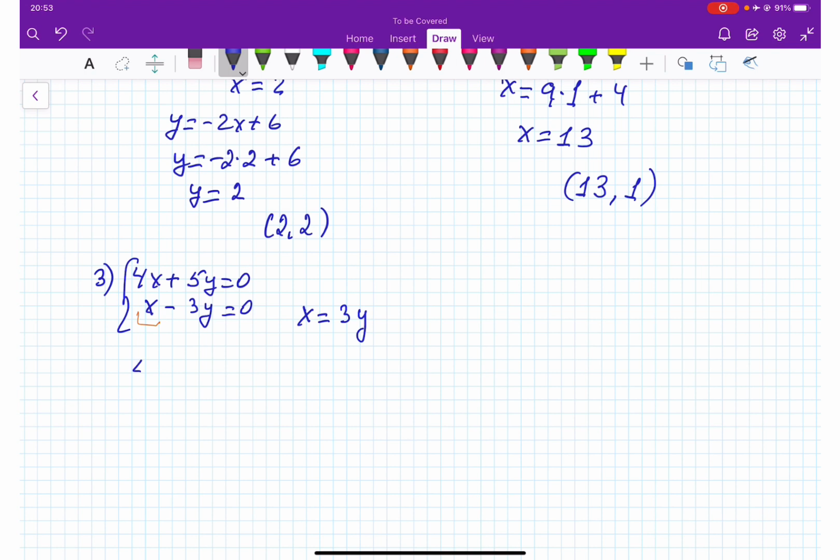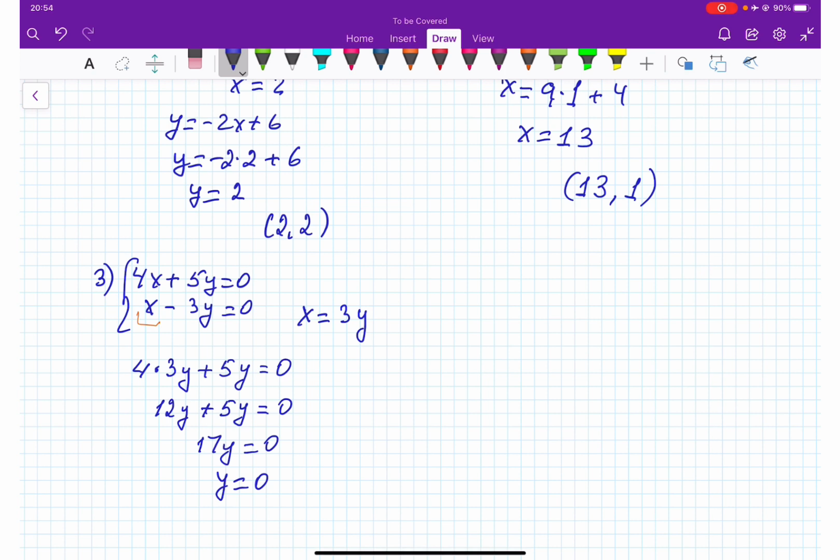Now let's plug the value of x in the first one. So 4 times 3y plus 5y is equal to 0. 12y plus 5y is equal to 0. From here 17y is equal to 0 and y is equal to 0.